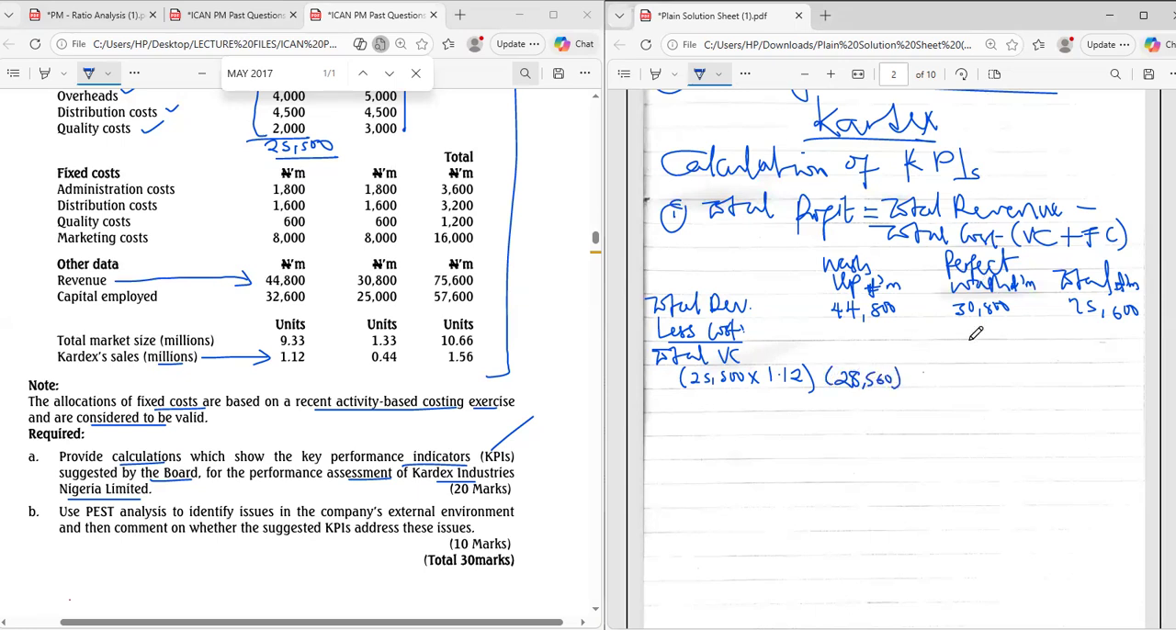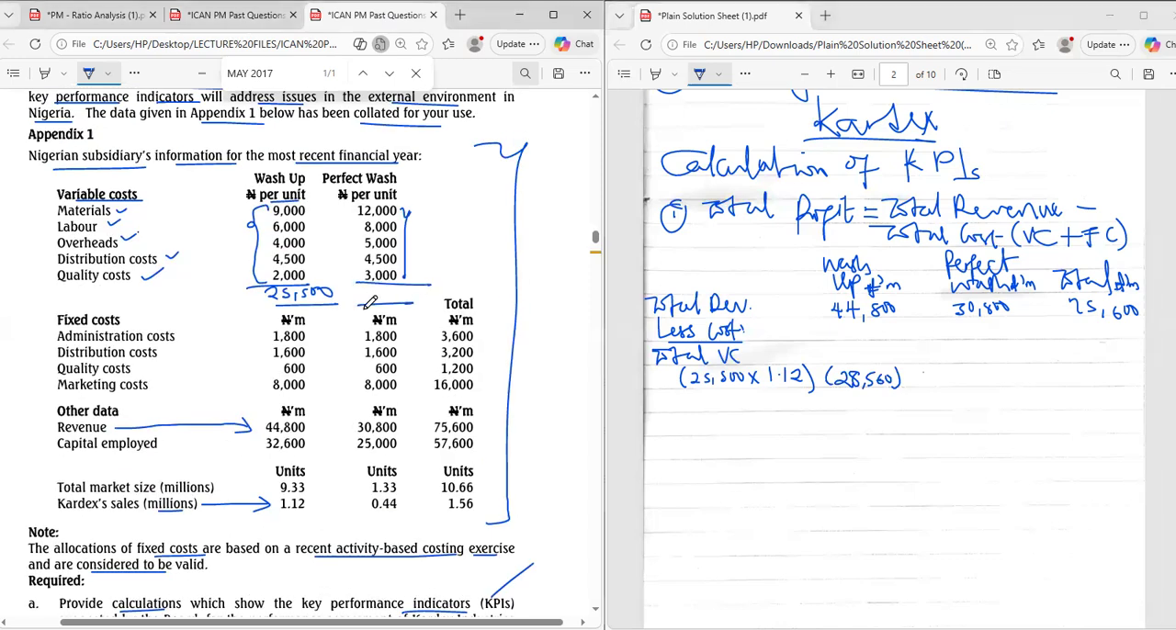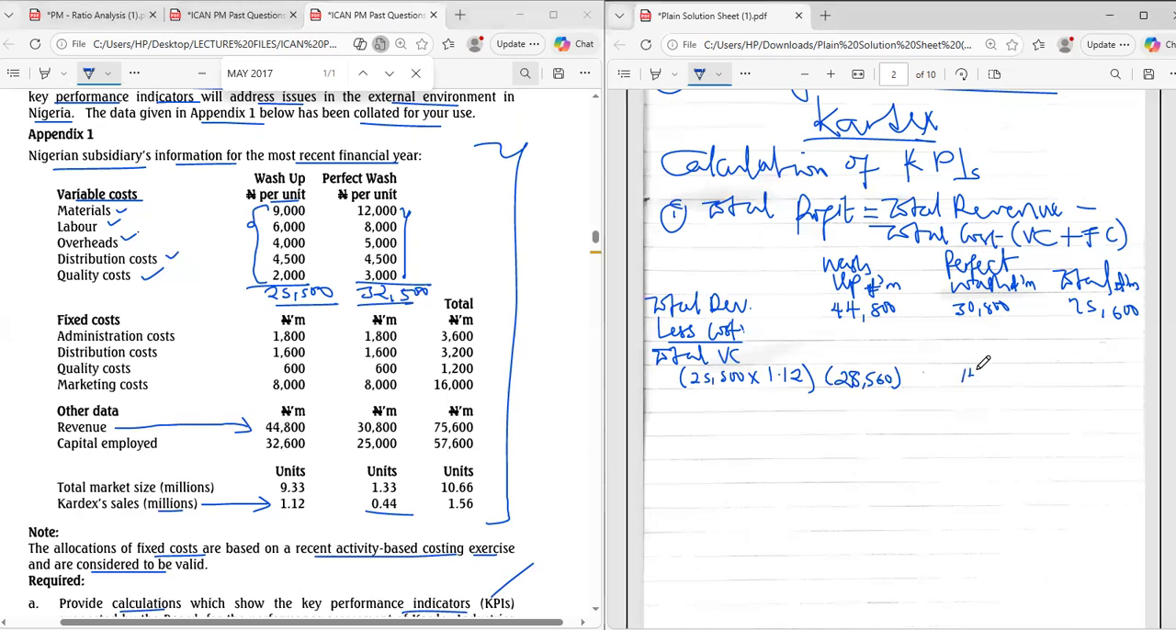We'll do the same thing for Perfect Wash. What did you get here, please? That's 32,500. So help me multiply it by 0.44. That's 14,300. You can be jotting the steps. So help me add up the two. Let's see the total. 42,860.